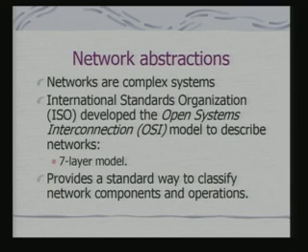Now, networks are obviously complex systems, so we need some mechanism of abstraction. The most common abstraction is the one proposed by ISO, known as the Open Systems Interconnection Model or OSI model. It is a 7-layer model, and it provides a standard way to classify network components and operations.